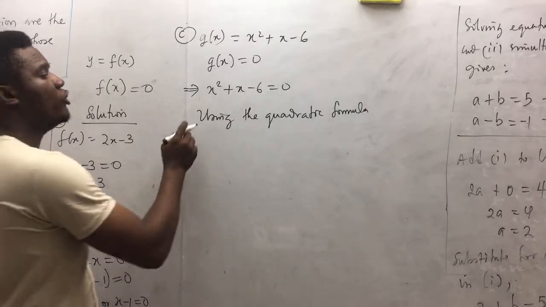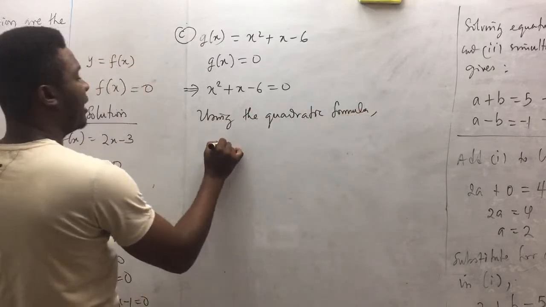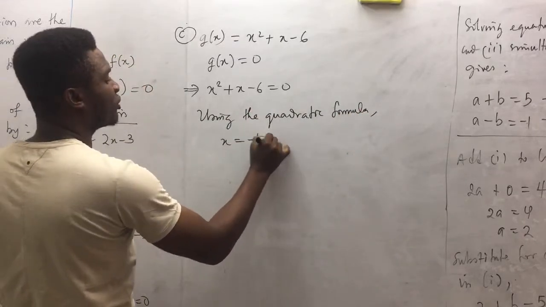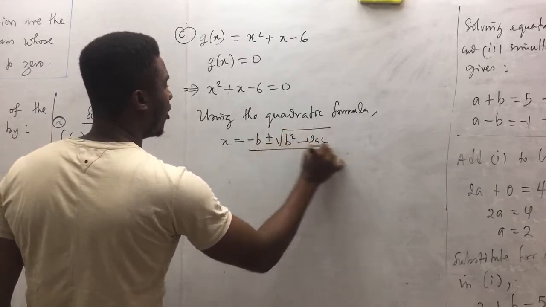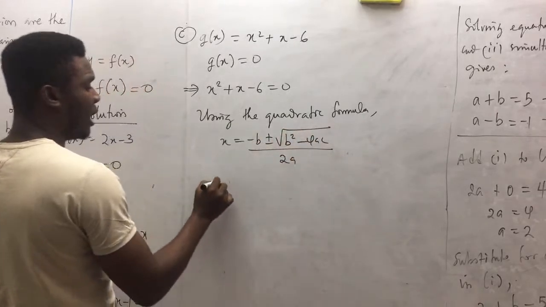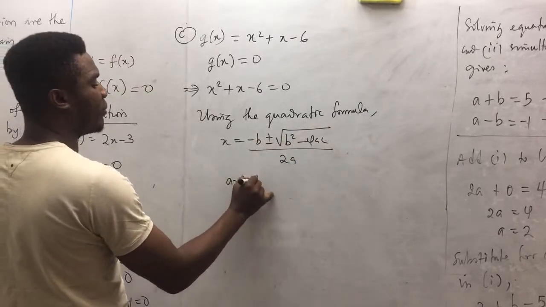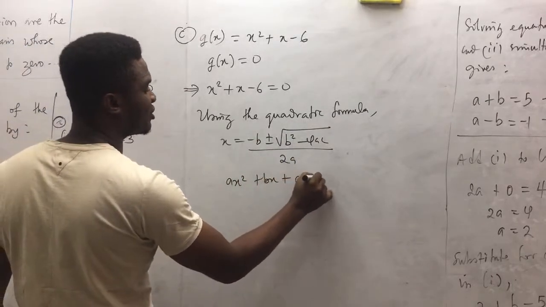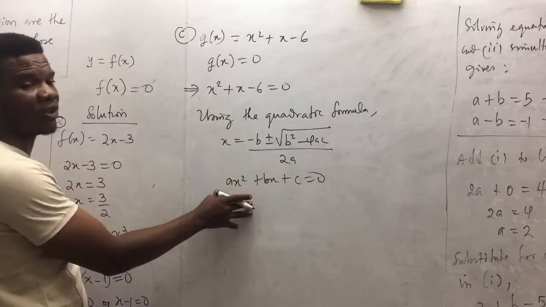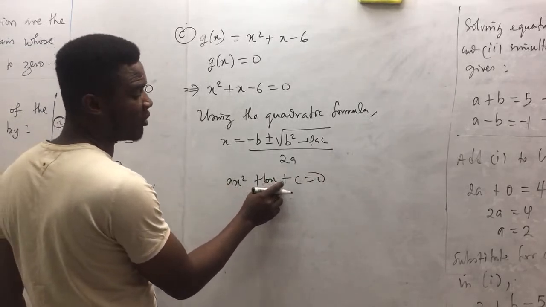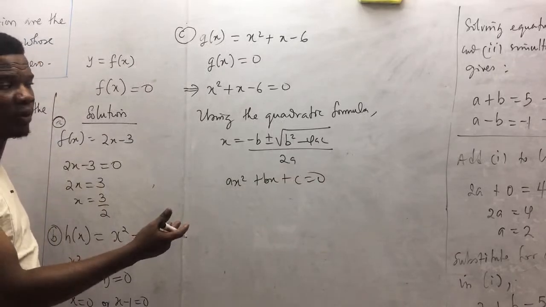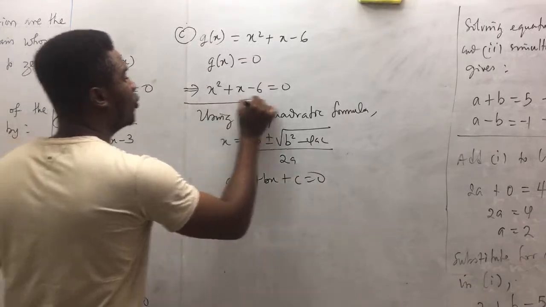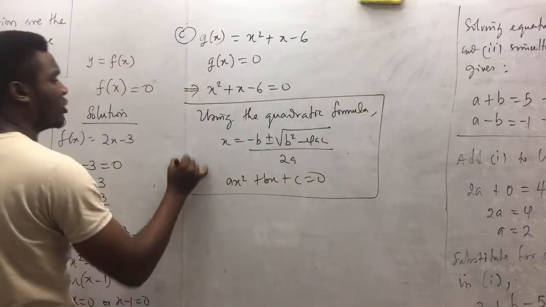Using the quadratic formula, x is equal to minus b plus or minus the square root of b squared minus 4ac, all over 2a. This comes from ax squared plus bx plus c equals 0. So a is the coefficient of x squared, b is the coefficient of x, and c is the constant term in the quadratic equation.